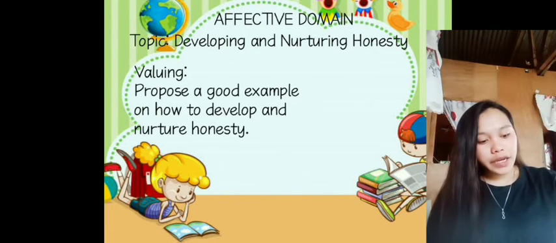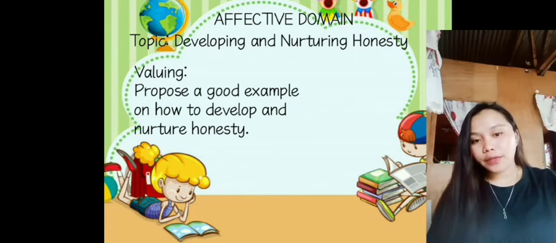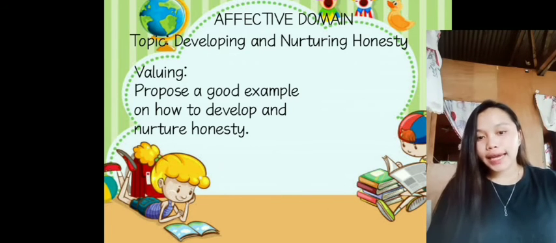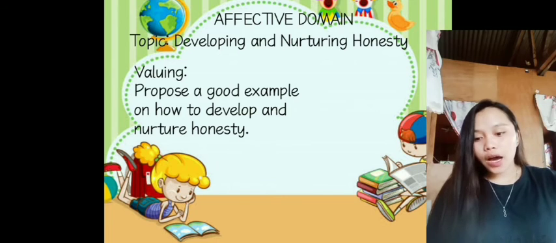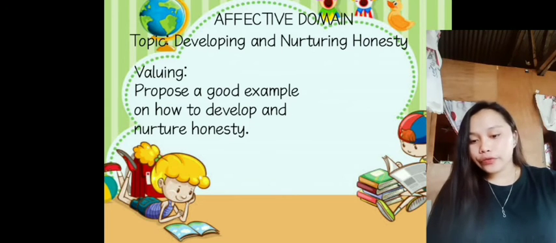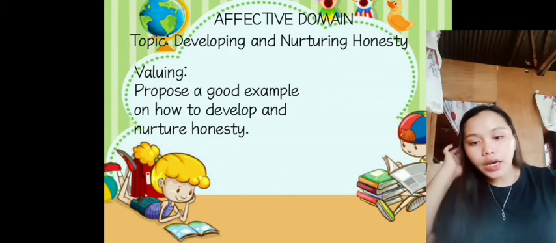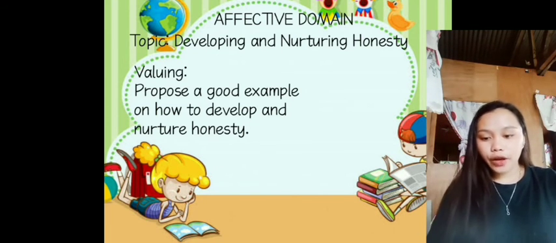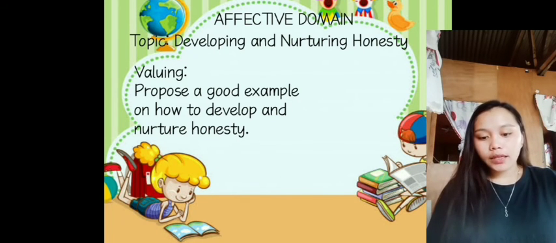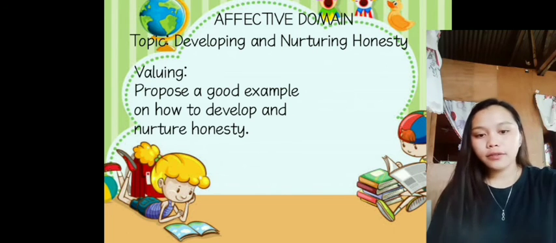So, I am assigned to discuss the level of affective domain, which is valuing. The learning outcome of this is propose a good example on how to develop and nurture honesty. This outcome fits valuing since the topic is develop and nurturing honesty. It refers to the behavior and valuing on how the students place value on behavior, and it is also under the affective domain that talks about emotions.